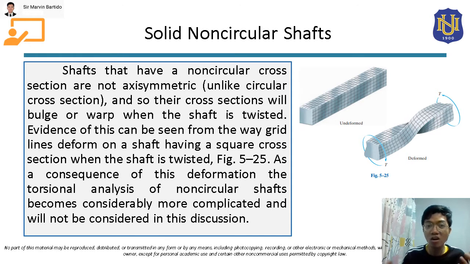As a consequence of this deformation, the torsional analysis of non-circular shafts becomes considerably more complicated, and we will not consider that in this discussion. Instead, I will introduce to you formulas that we can use to solve such types of shafts for torsion. So let's continue.